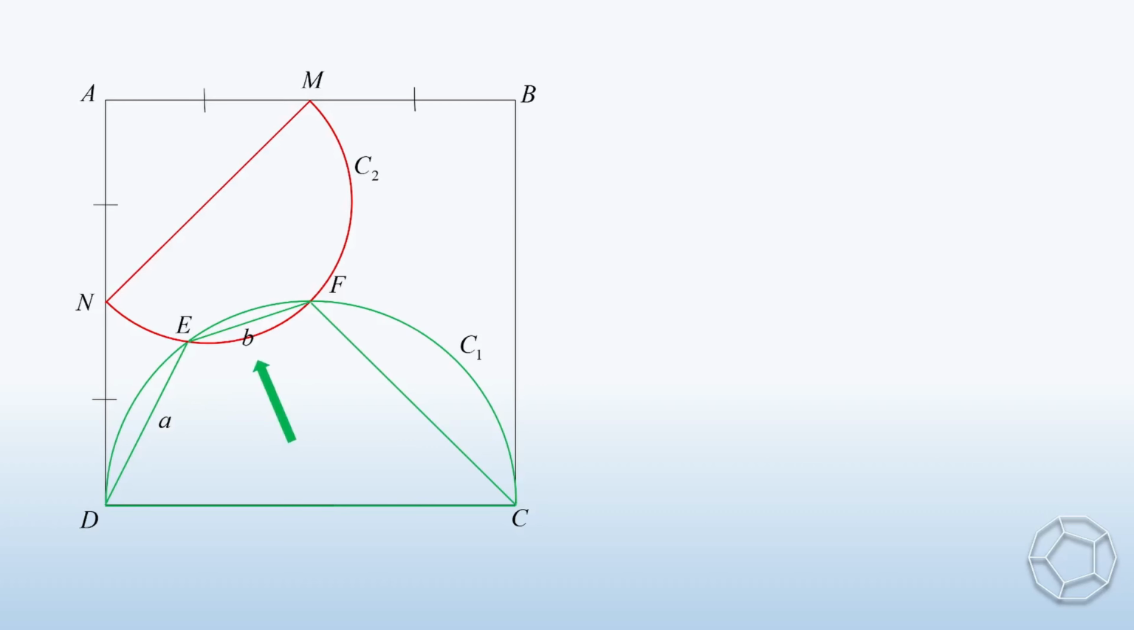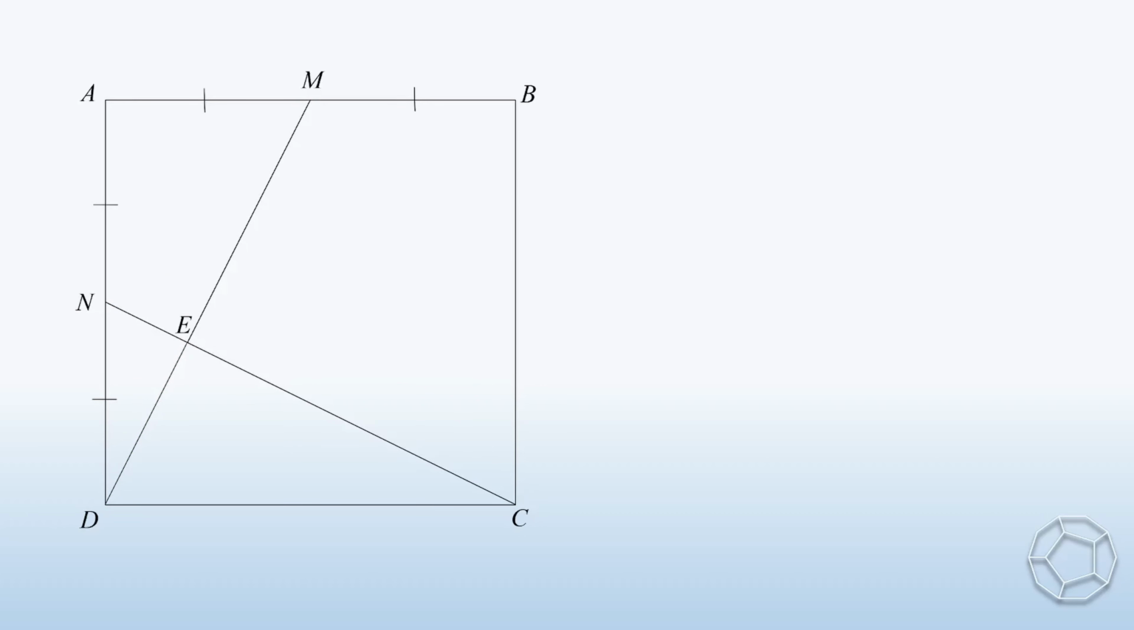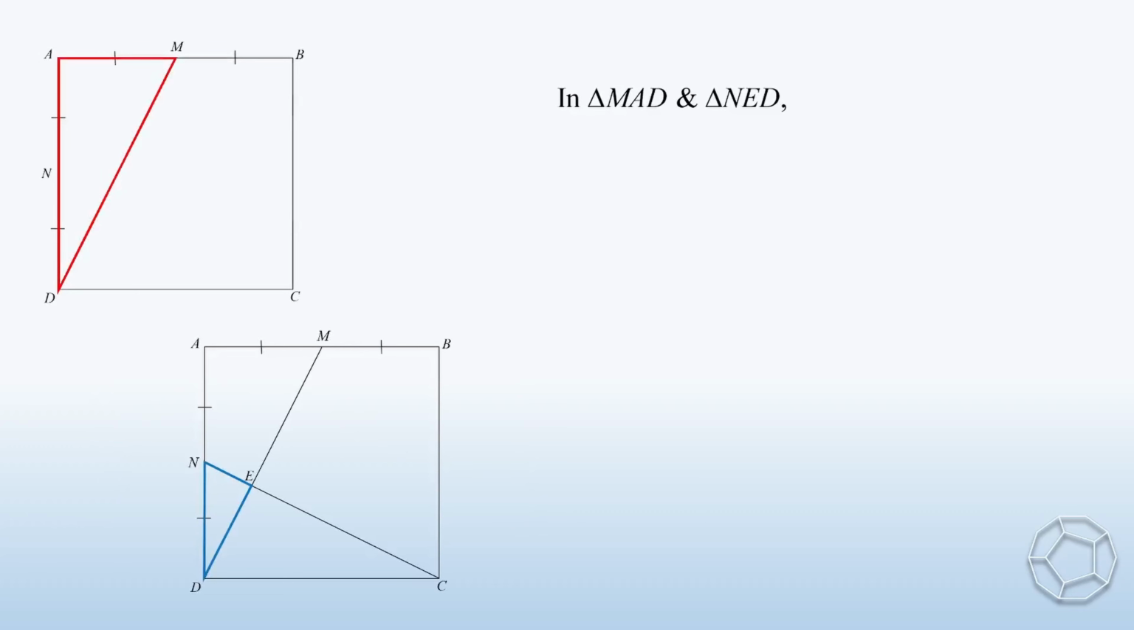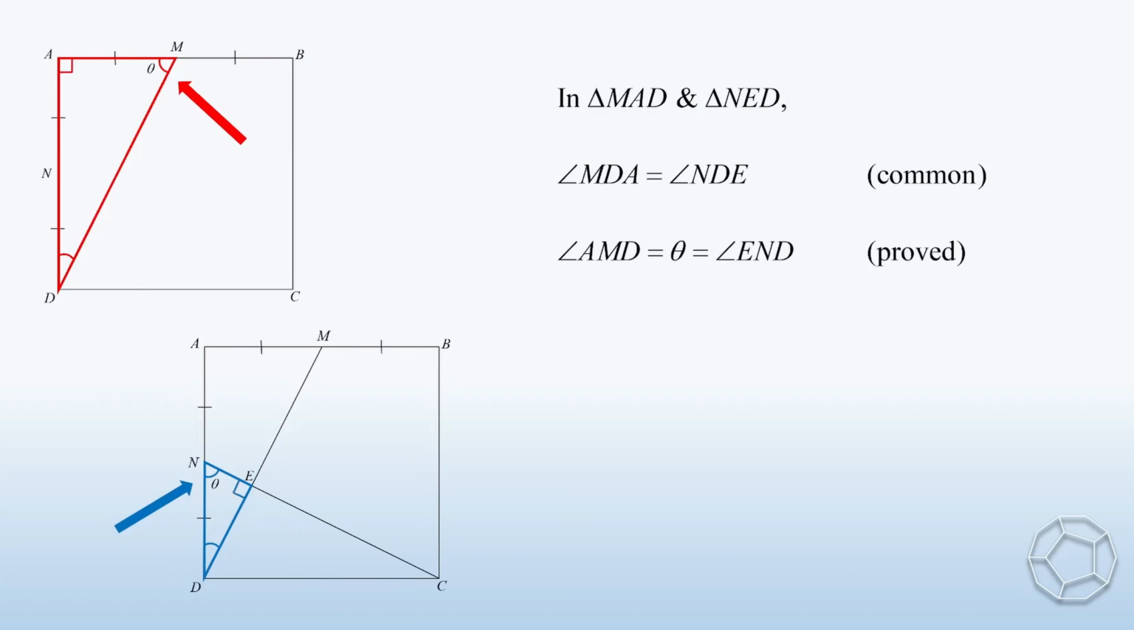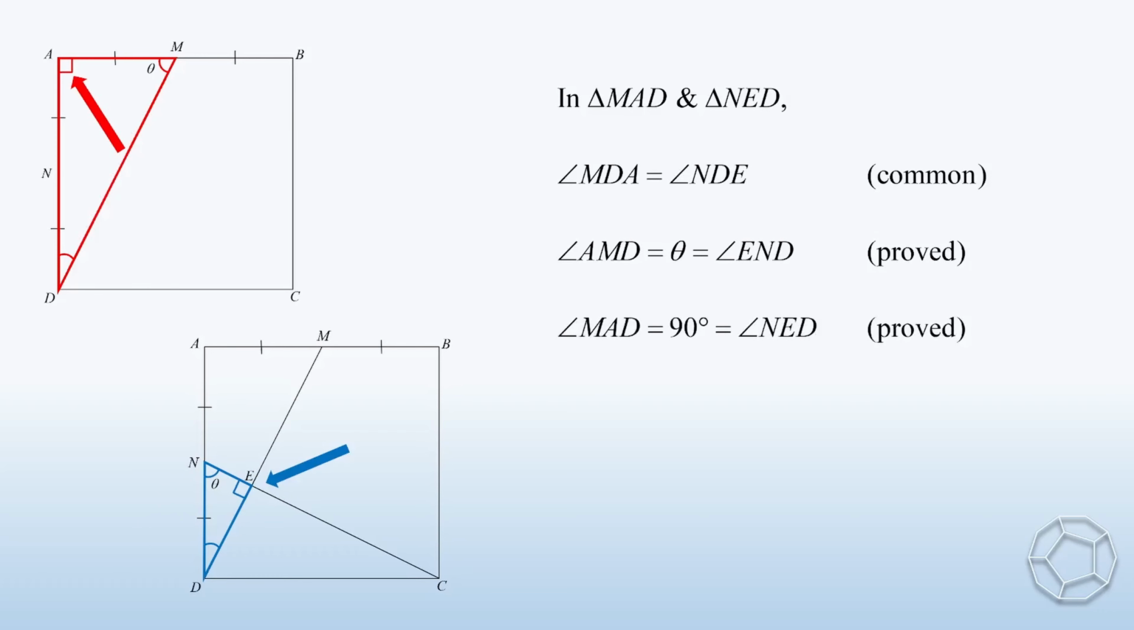We put aside the two semicircles for a while and focus on the red triangle MAD and the blue triangle NED. Again, we separate them into two figures like this. Indeed, there are 3 pairs of equal corresponding angles. The first pair is a common angle at the point D. Another pair is these two angles, which are theta. The third pair of angles are both 90 degrees. Here, the blue right angle is proved already in previous part.